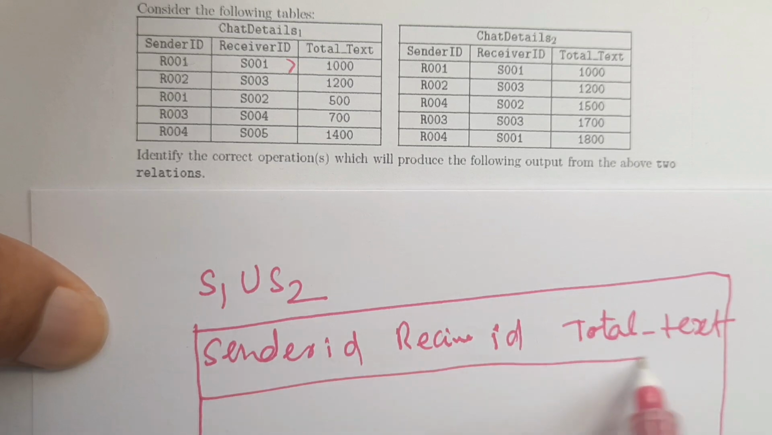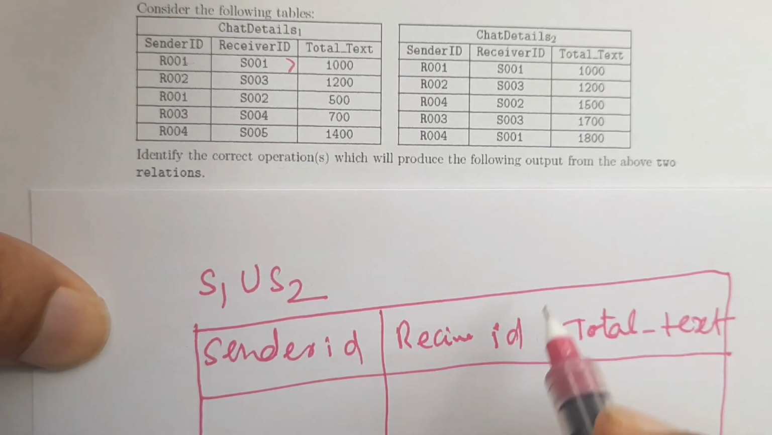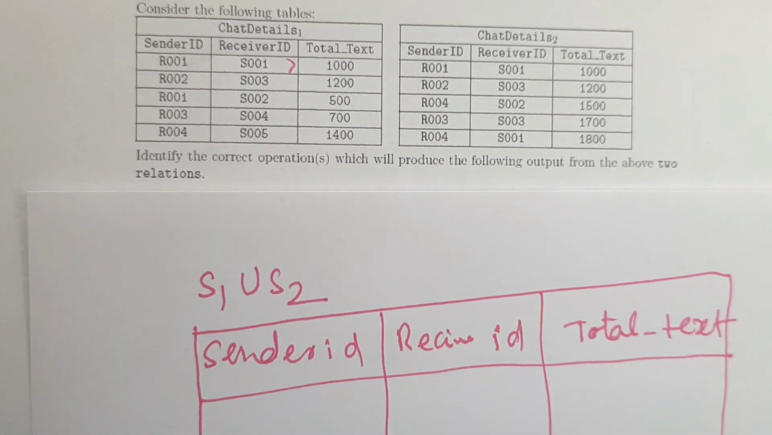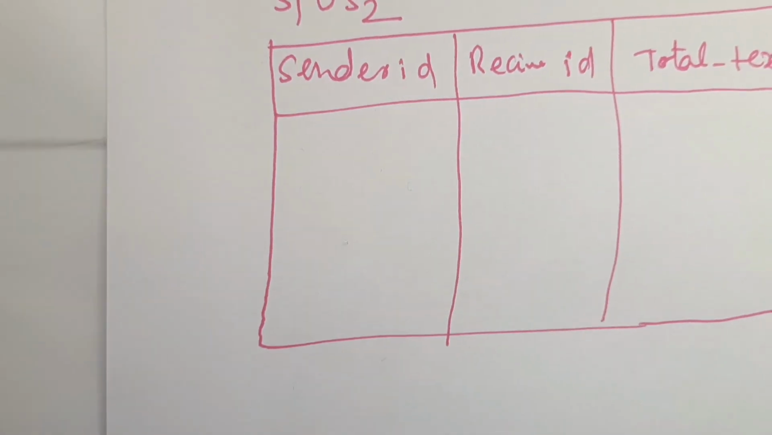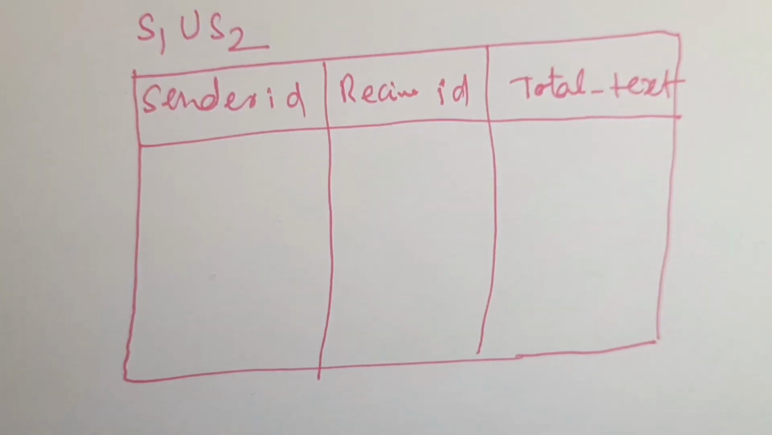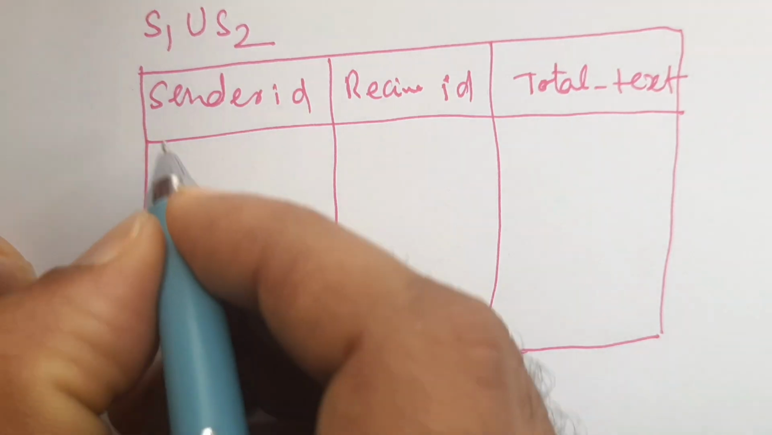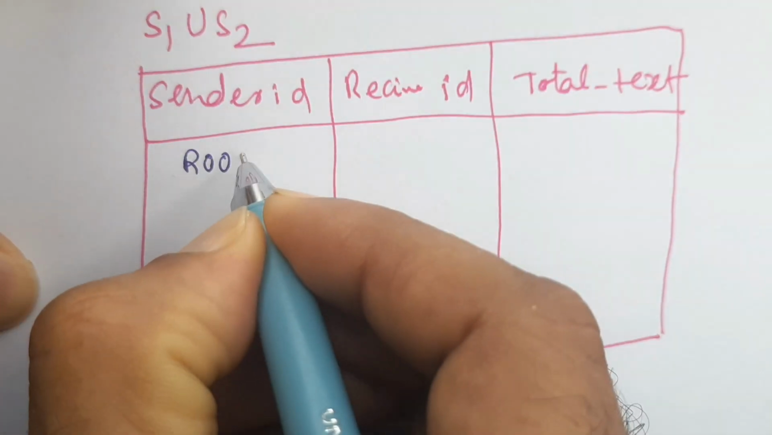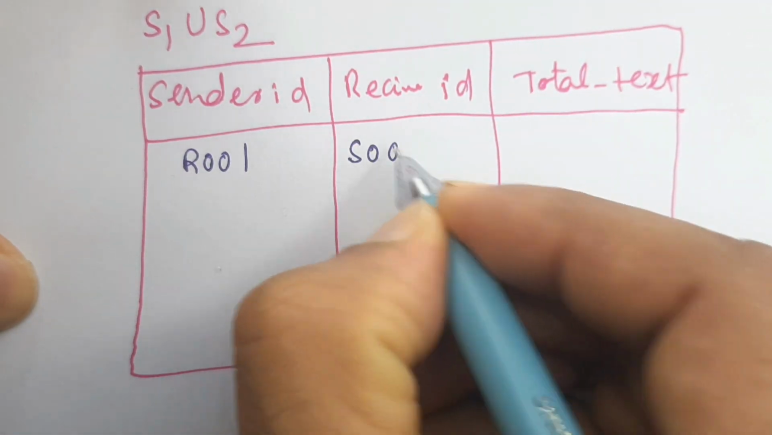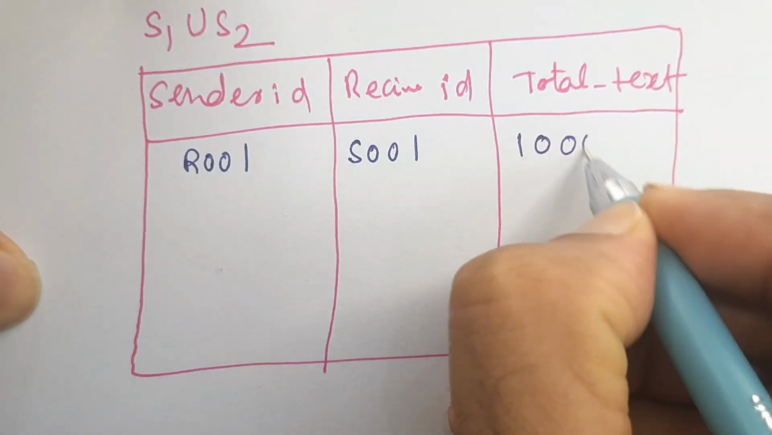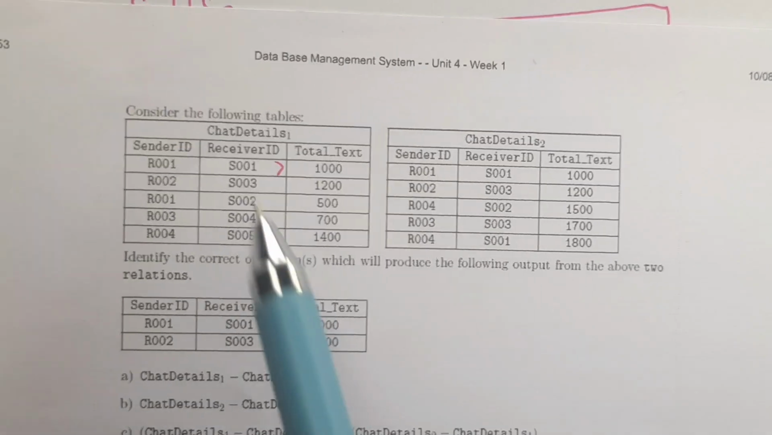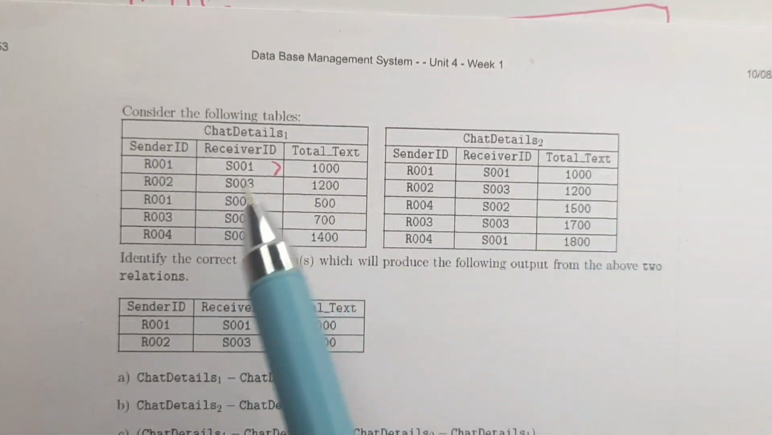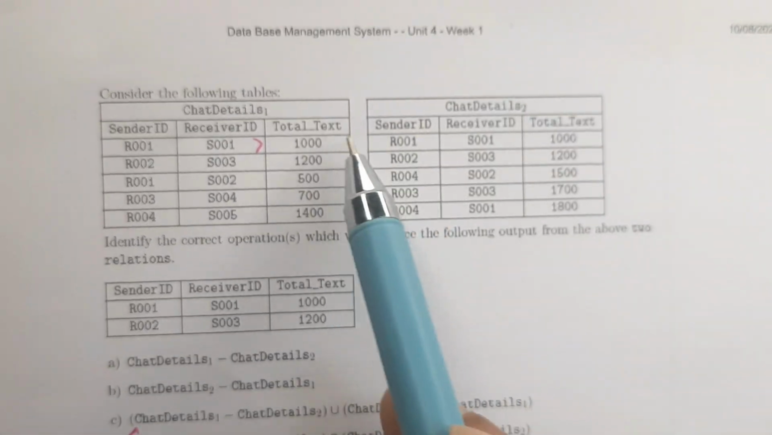We are going to find the union. So when you find the union, what is going to happen in this problem? Combined, I am going to write all the values. First one, in the given one, R001, S001, 1000. Simply, we are going to add these two tables. First table union second table means both values will come into the place.